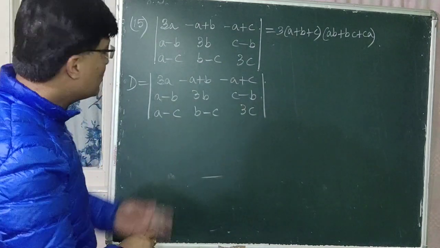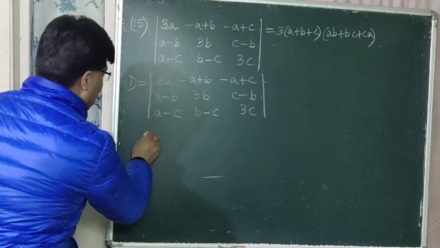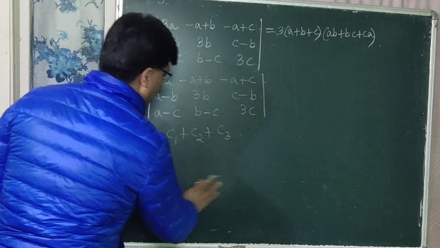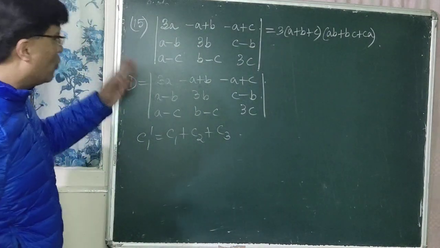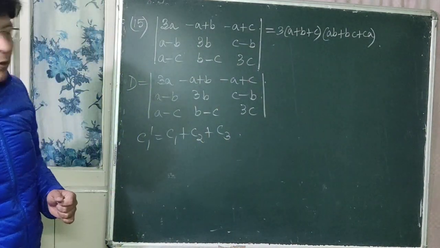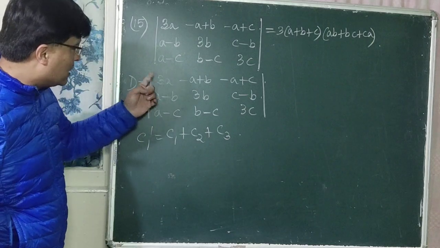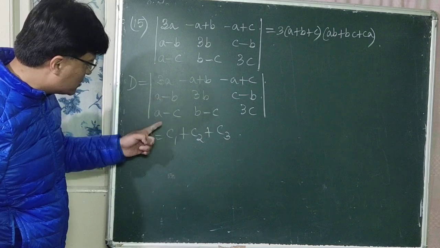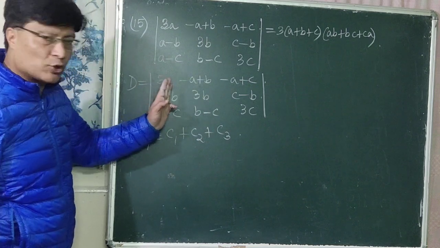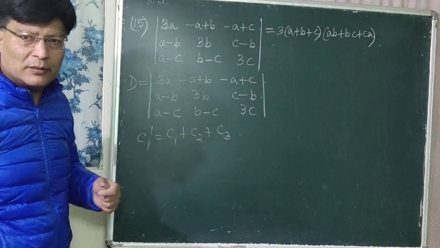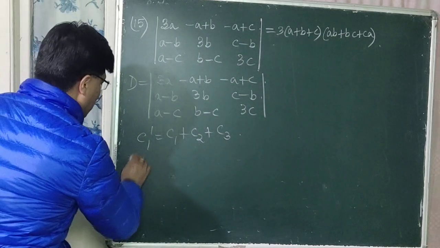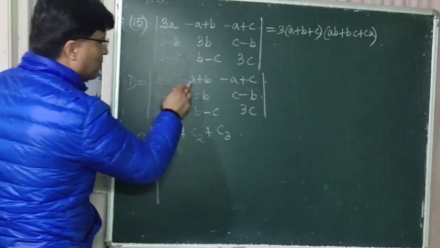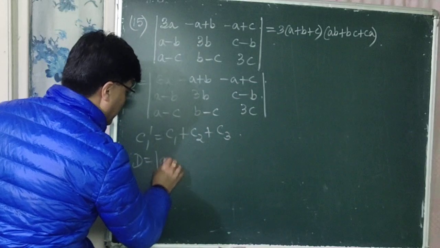Okay. So what we will do here is that C1 dash is equal to C1 plus C2 plus C3, because we are getting one of the factors as A plus B plus C. I already told you that if you do C1 plus C2 plus C3, we are getting A plus B plus C, here also A plus B plus C, here also A plus B plus C. And that should be taken outside because that is common, right? So therefore D is equal to, what is C1? C1 plus C2 plus C3, this is 3A minus A, A plus B plus C.